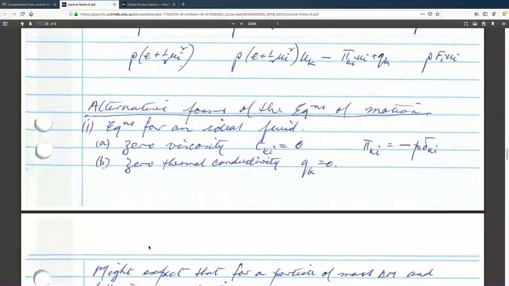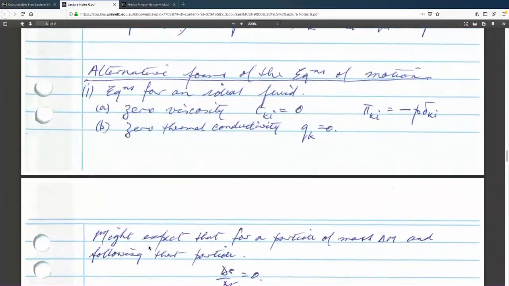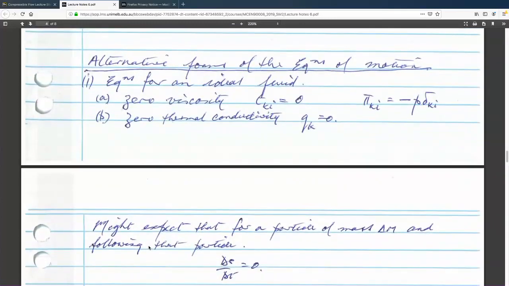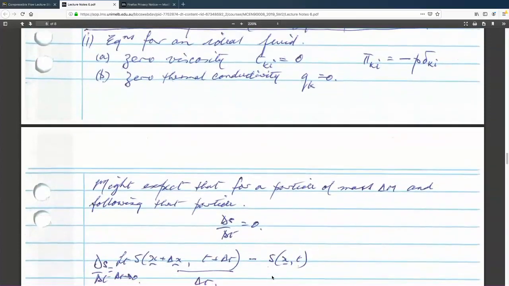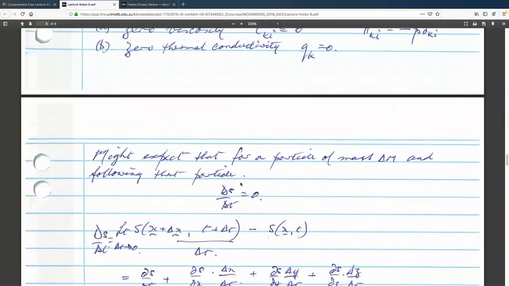All right, so what can you deduce? We might expect in this very elaborate special case that a particle of mass delta m, if I followed that particle, its entropy wouldn't change because there are no currents. There's no heat and there's no viscous currents. No diffusion of vorticity as we've seen. All right. So this is what you might expect. Let's actually work it out.